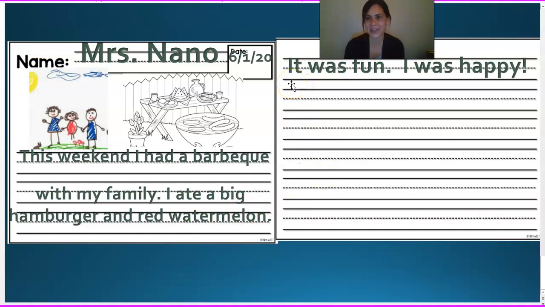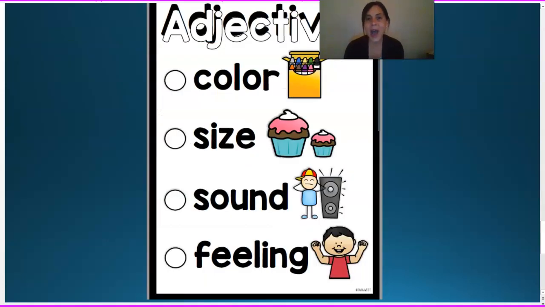Here's my last two sentences. It was fun. I was happy. So, boys and girls, when you're writing your weekend news today, I want you to think about how you could add adjectives or describing words to add details and tell your reader more.